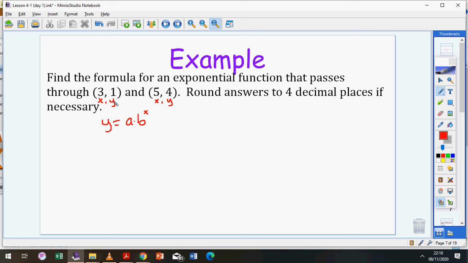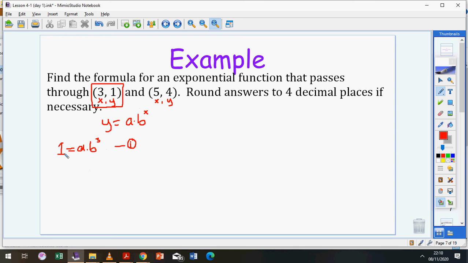So in this equation, the y value is 1. Sorry, from this point, the y value is 1. So I'm going to substitute for the y value as 1 into this equation. 1 is equal to a times b to the power x. From that point, the x value is 3. So that is my first equation, Roman numeral 1 equation.